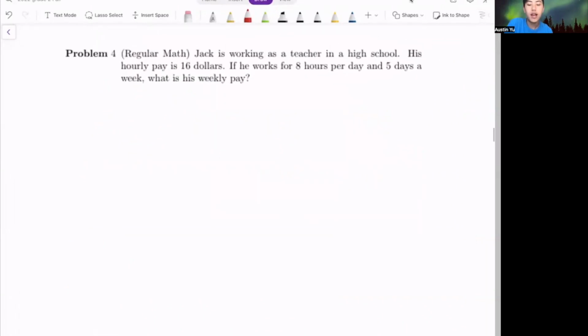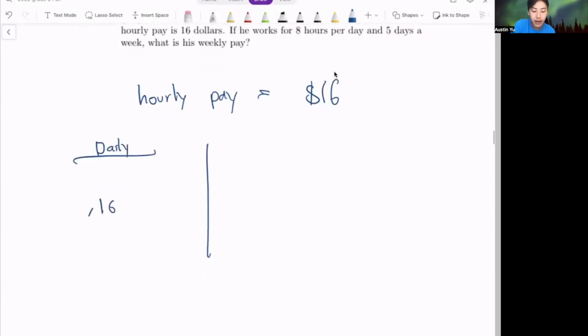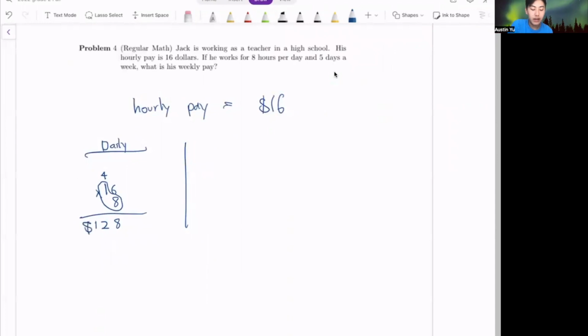Problem 4. Jack is working as a teacher in a high school. His hourly pay is $16. If he works 8 hours per day and 5 days a week, what is his weekly pay? Okay, we get that his hourly pay is $16. And if he works 8 hours a day, then we say daily, this would be 16 times 8 since he works 8 hours. 6 times 8 is 48, and we carry over the 4. And 1 times 8 is 8, plus 4 equals 12. So he earns $128 daily.